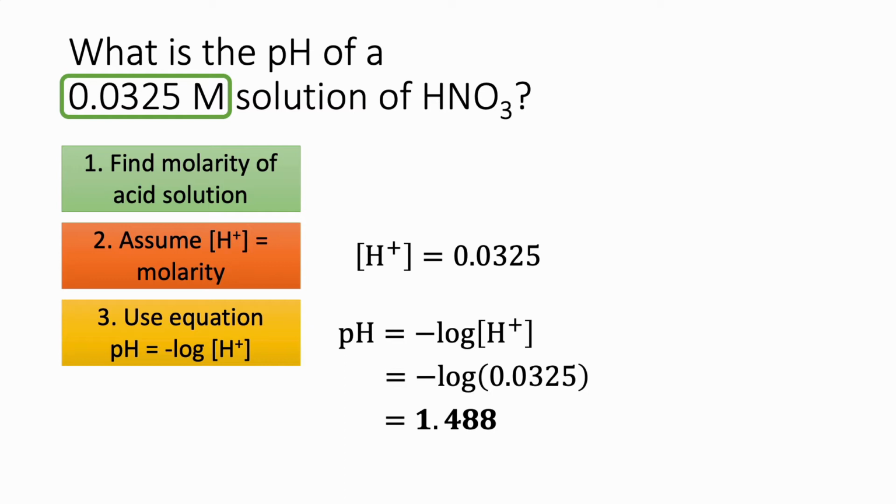Now, a note about sig figs. When you do sig figs for a log problem, basically the number of sig figs you have in your original figure, which in this case is 3, is going to be equal to the number of digits you have after your decimal point. Okay, let's go the other way.